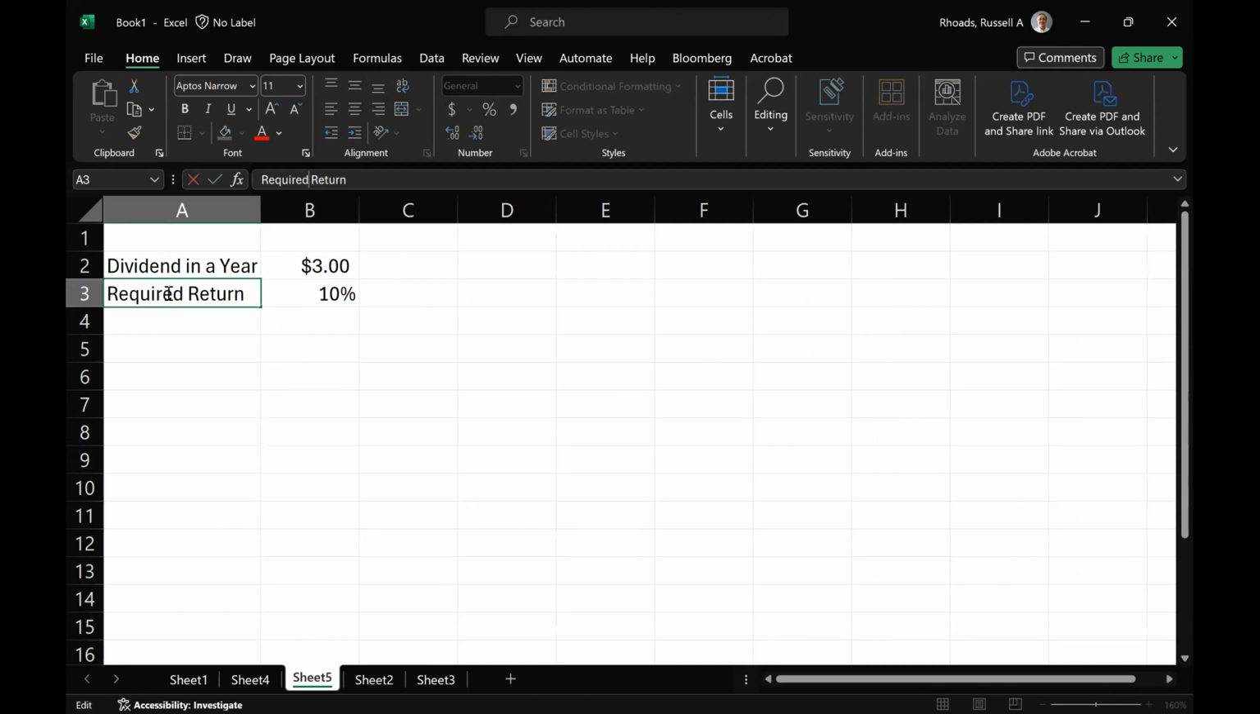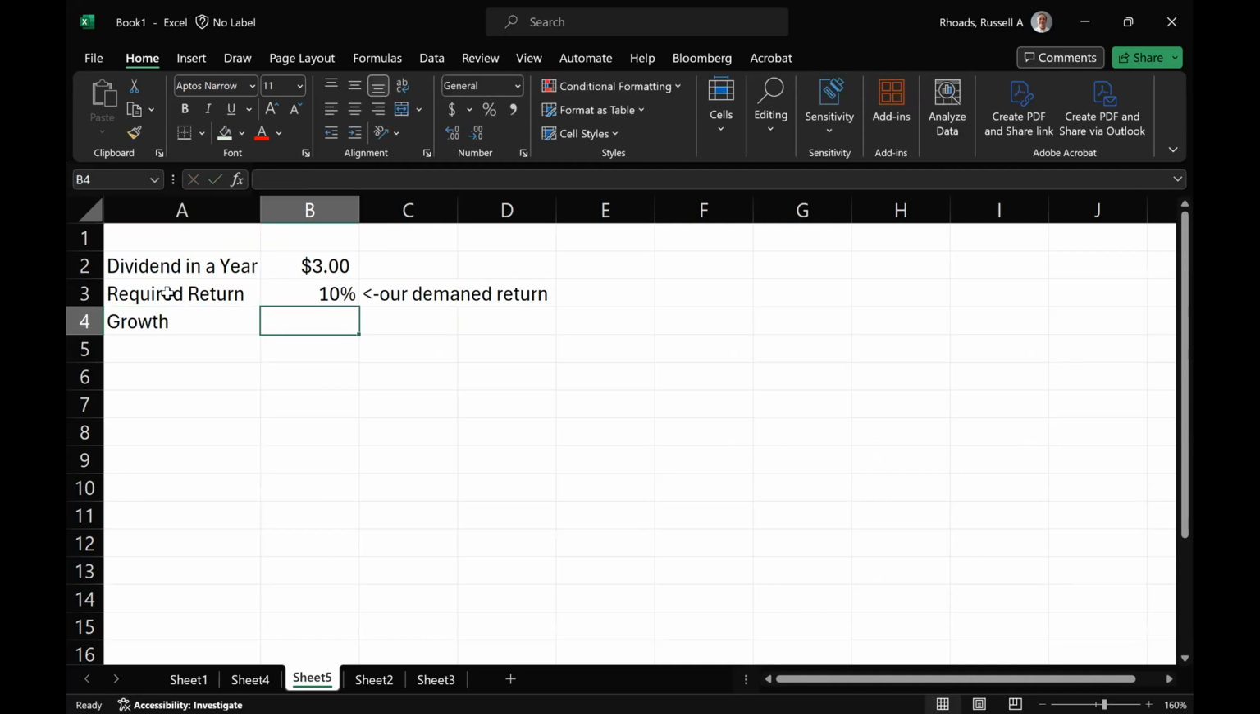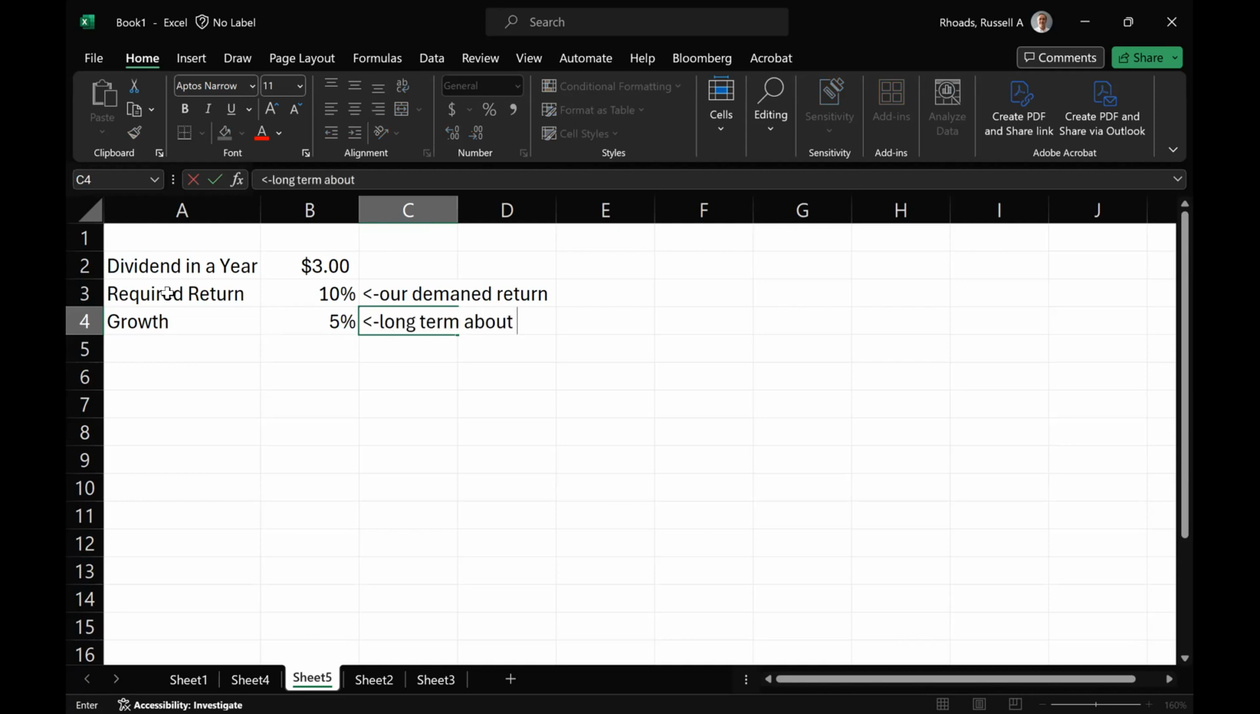This is the number that we expect to earn if we're going to buy the stock. We're only going to buy the stock if we can make a 10% return, so it's our demanded return. The growth is how much we expect the company to grow their business on a year-over-year basis. If it's a mature company and we expect them to grow in line with inflation and GDP, that comes to about 5% long-term growth with the economy. That's where these numbers come from for the model.